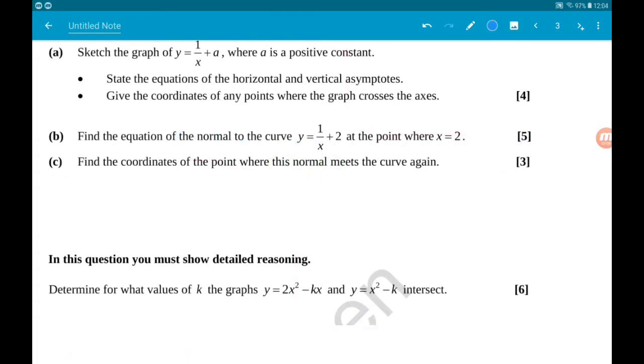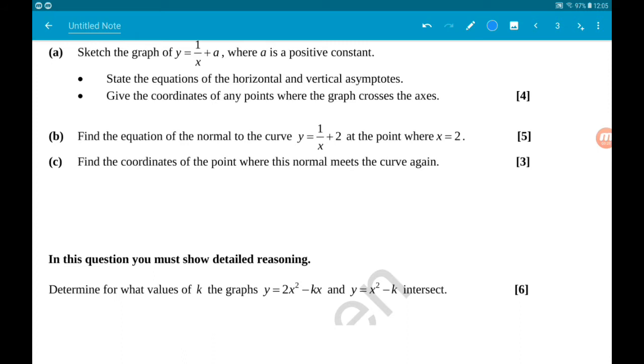Part B for 5 marks. Find the equation of the normal to the curve y equals 1 over x add 2 at the point where x is equal to 2. 5 marks. Okay, so game plan. A normal is a straight line perpendicular to a curve at a certain point.